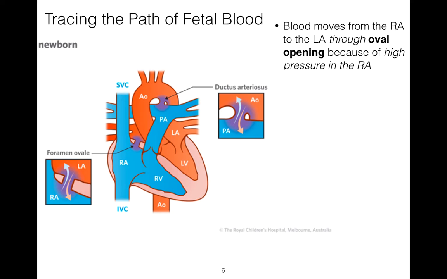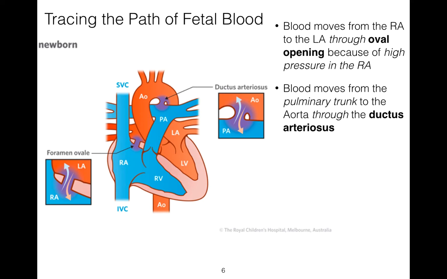Why does this happen? It's because there's a high pressure in the right atrium. This high pressure occurs because it's the mother's circulatory system pumping the blood, and the lungs are not expanded. Okay, so blood moves from the pulmonary trunk to the aorta through the ductus arteriosus, or the arterial duct. So we have basically two ducts which shunt blood. We have the oval opening and the arterial duct.